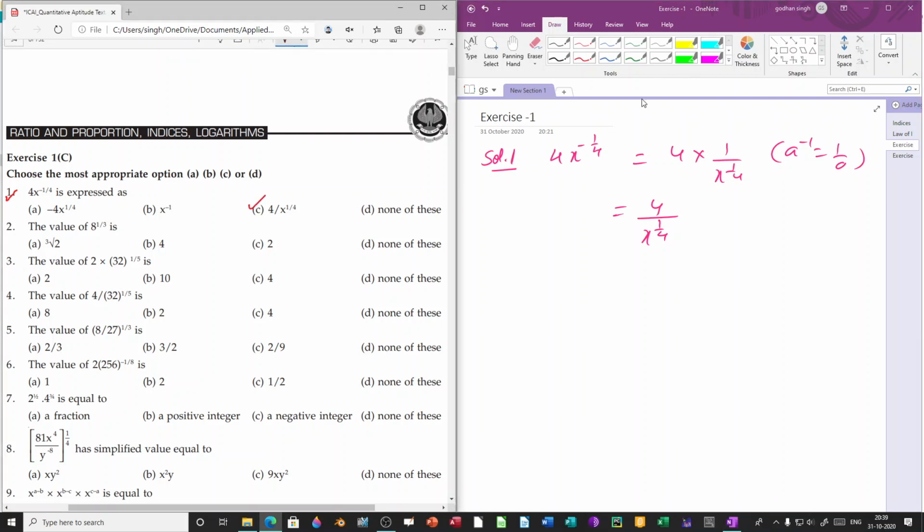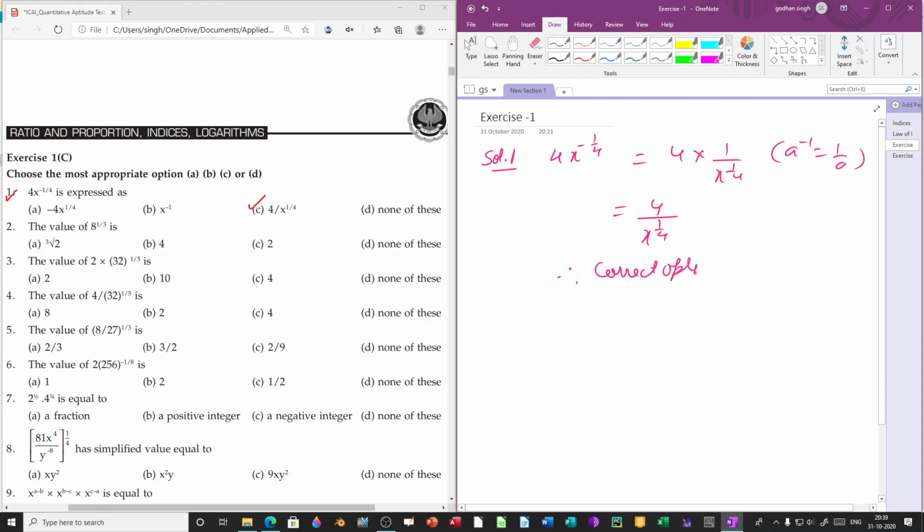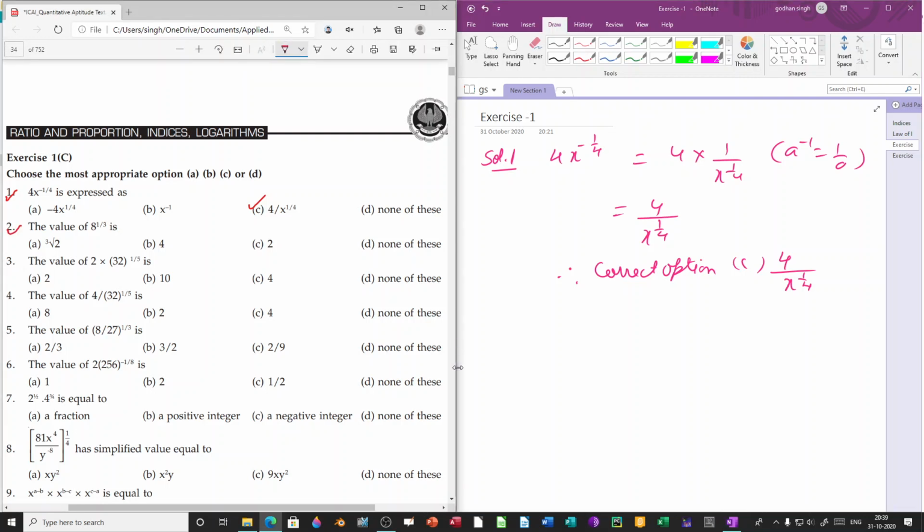So that is what we will be saying, that therefore the correct option is C, that is 4 by x raised to 1 by 4. So this is the answer of question number 1. Now let us do the second one, question number 2.